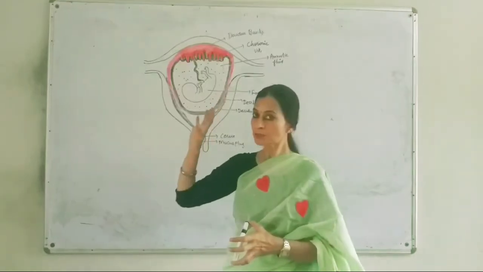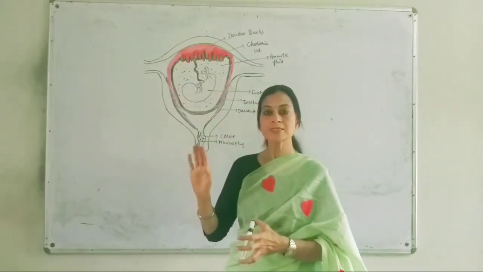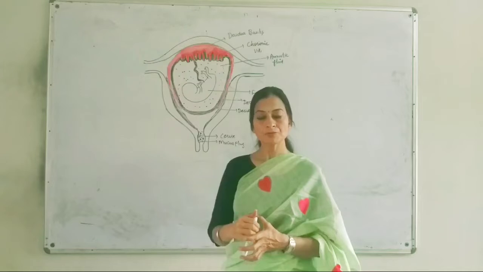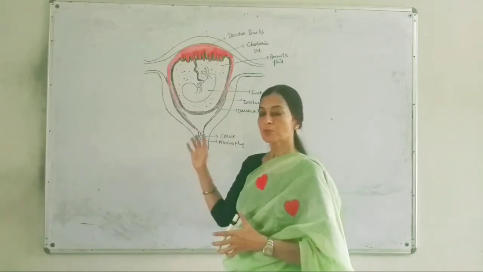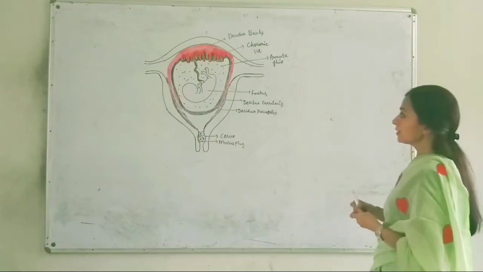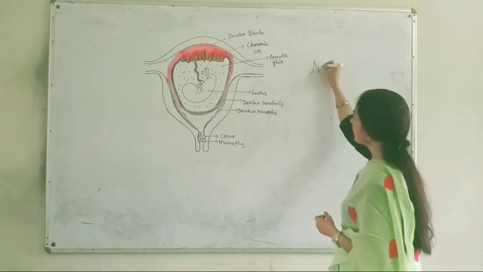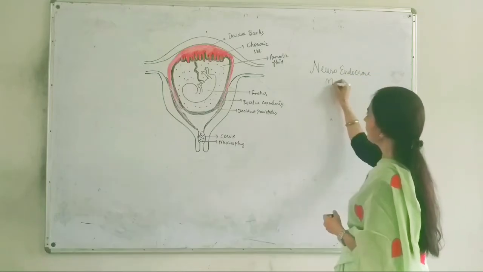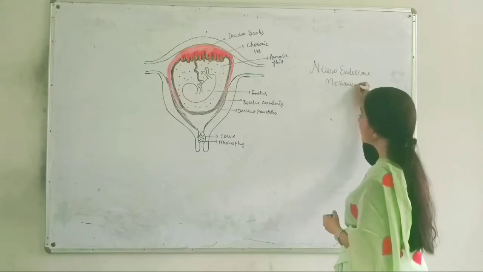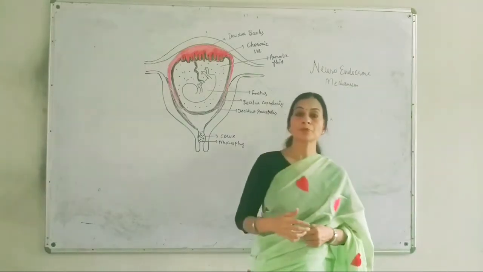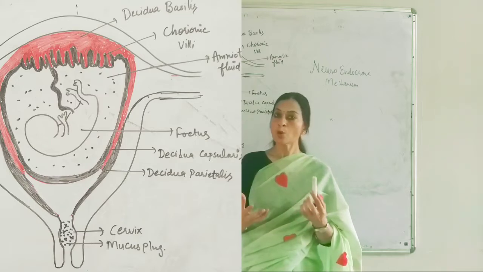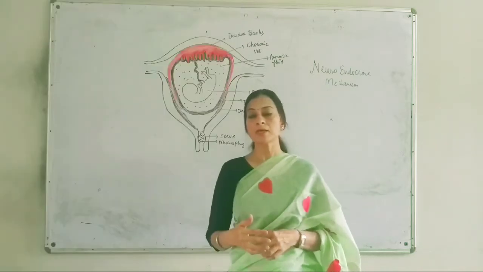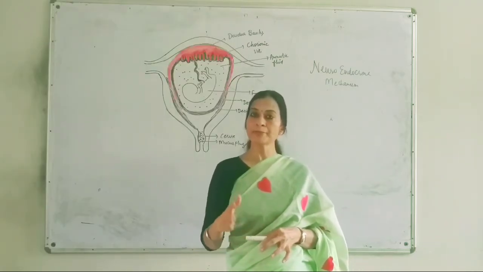This fetus has completed its gestation period and it is ready to be expelled outside from the body. The parturition process is actually a neuroendocrine mechanism. Why am I saying neuroendocrine mechanism? Because it involves participation of the nervous system as well as the hormonal system. That's why it is a sort of neuroendocrine mechanism.